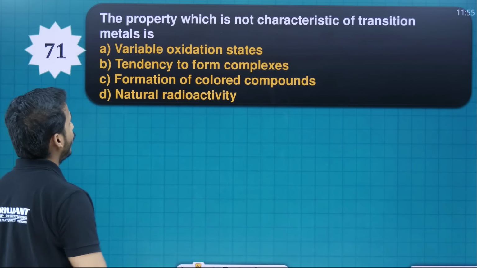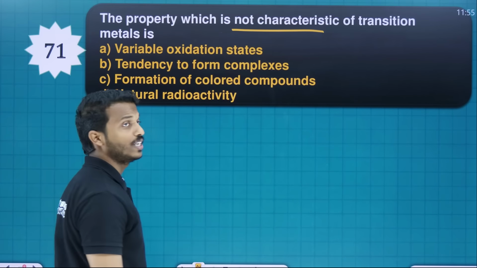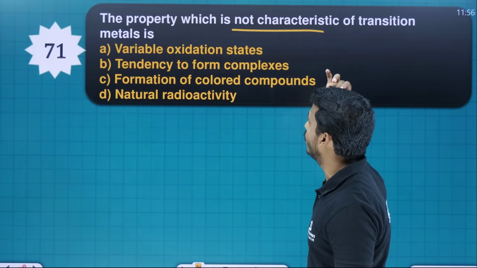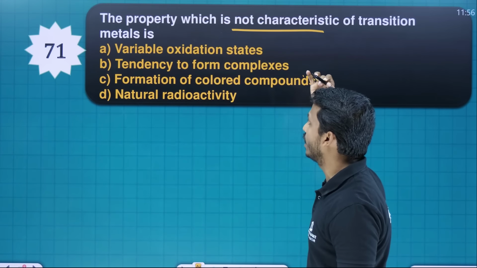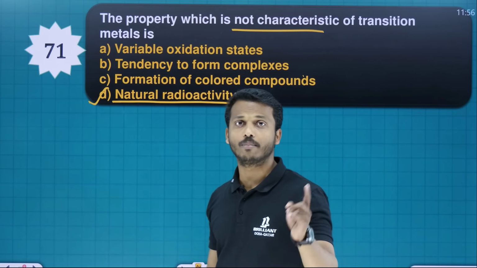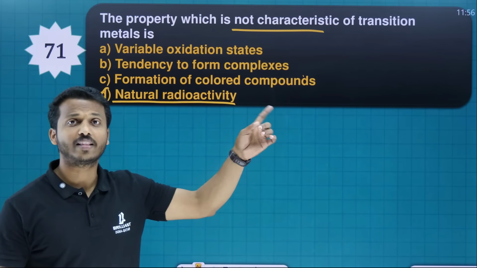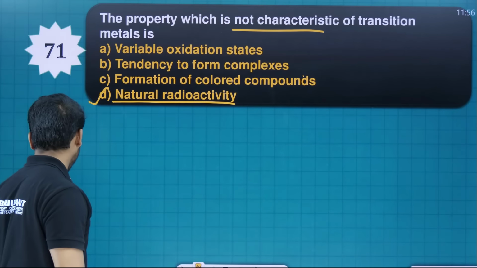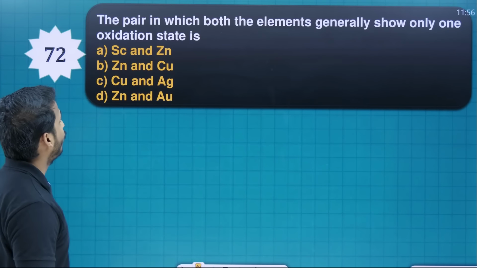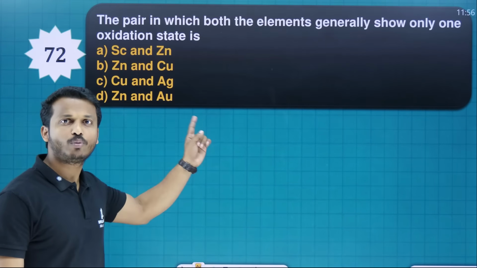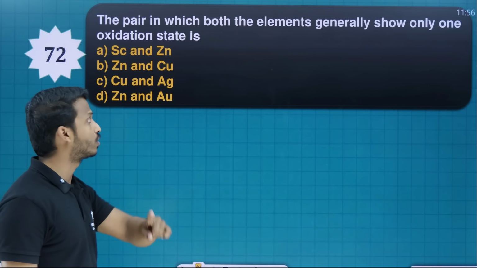Which property is not characteristic of transition metals? Variable oxidation states, yes. Tendency to form colored compounds, yes. Natural radioactivity, no. Transition elements are not radioactive, but among the lanthanides and actinides, the actinides are more radioactive. Next, the pair of elements which generally show only one oxidation state is, which pair shows only one oxidation state.